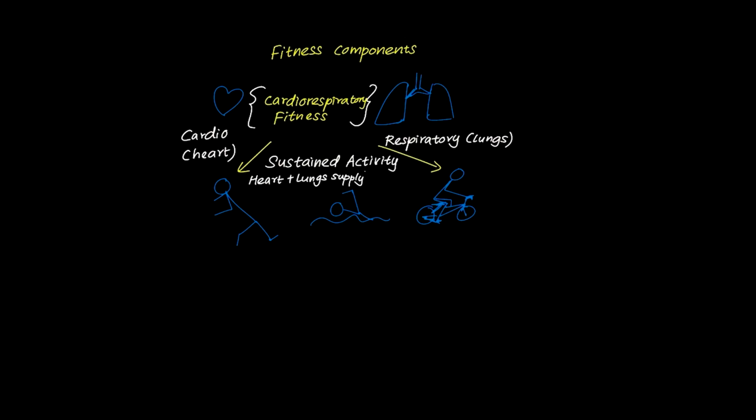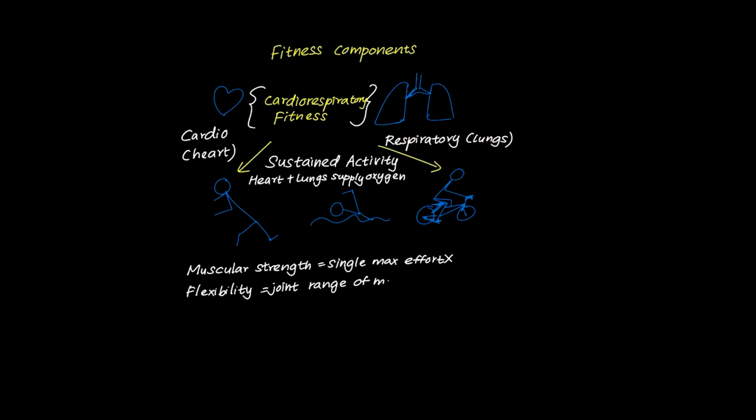Running, swimming, cycling, brisk walking. Your heart pumps oxygenated blood, your lungs take in oxygen, and together they fuel your muscles during aerobic activity. Muscular strength is about maximum force in a single effort, like a 1-rep max bench press. Flexibility is about joint range of motion, how far you can stretch. Body composition is the ratio of fat to lean mass in your body. None of these specifically involve heart and lung endurance during sustained activity.